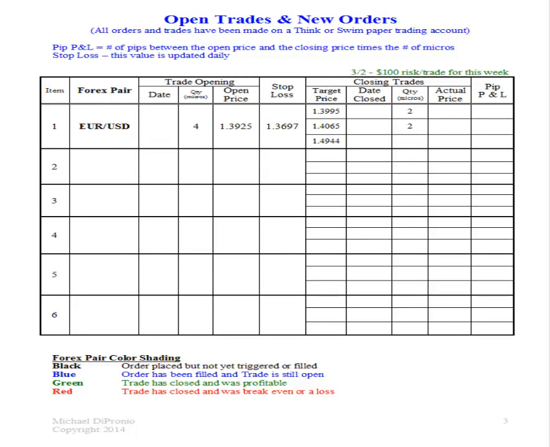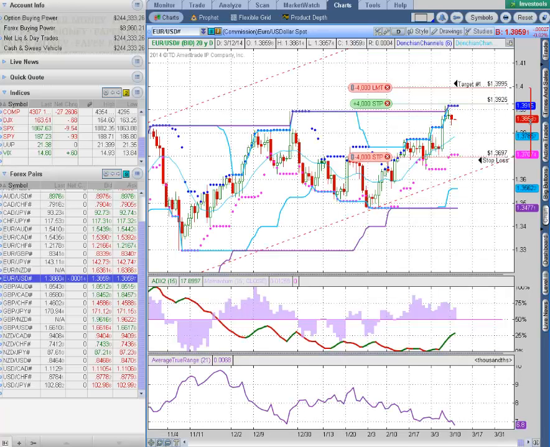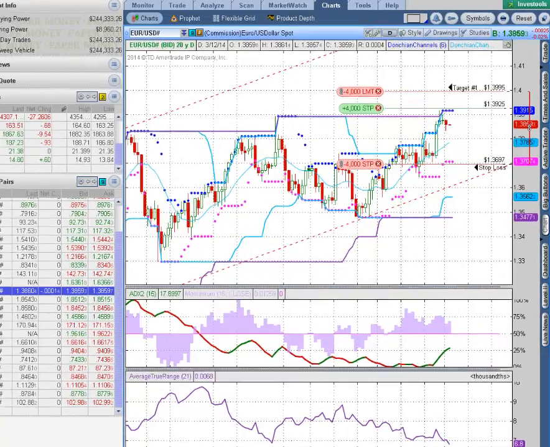Here's our trade summary for March. For open trades, there aren't any open trades. For new orders, the Euro-US dollar trade didn't fill yesterday, but it's still a qualified trade today. So we have an order to buy 4 micros of the Euro-US dollar at 1.3925. Target number 1 is 1.3995, and our stop loss is at 1.3697. Let's first look at the price chart for our new order on the Euro-US dollar.